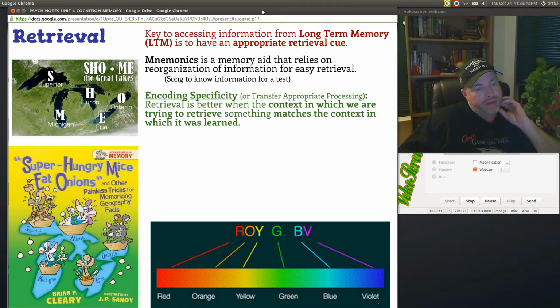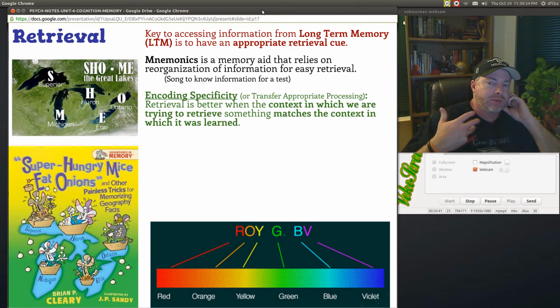The encoding specificity, or transfer of appropriate processing. The retrieval is better when the context we are in, and the context we are trying to retrieve, matches the context in which it was learned.